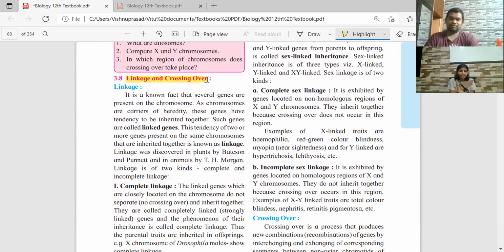Linkage and crossing over. In the beginning of this lesson, we started discussing genes and alleles. And we know very well by now that in a living cell, in the nucleus, there are chromosomes present which contain DNA, and each DNA contains many genes. So based on that, there is something called linked genes.